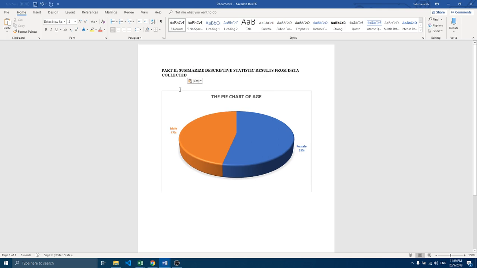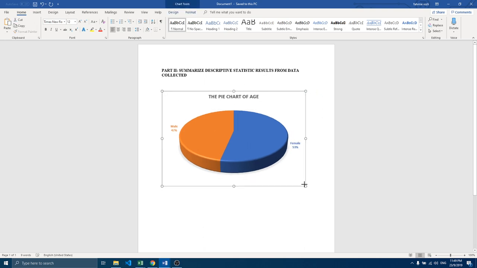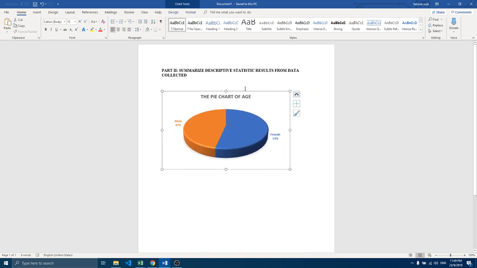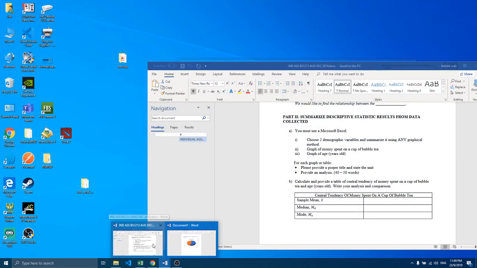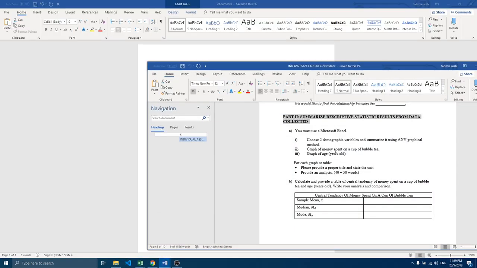And then follow the question, analyze your data, and describe your figure. Okay. And then for your age, I'll show you one example for graph of age.